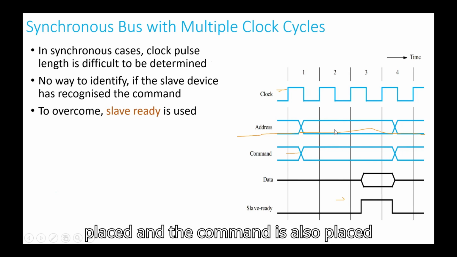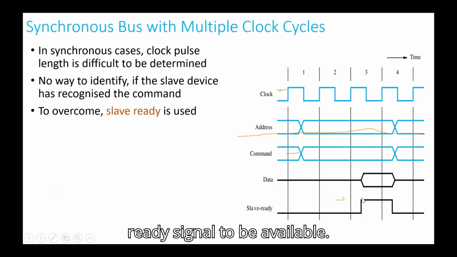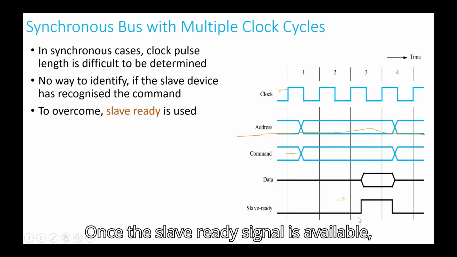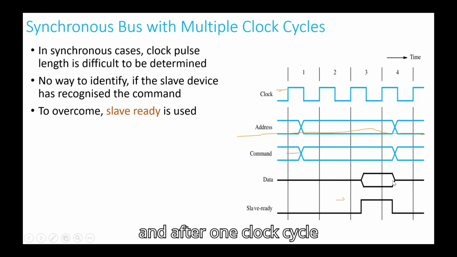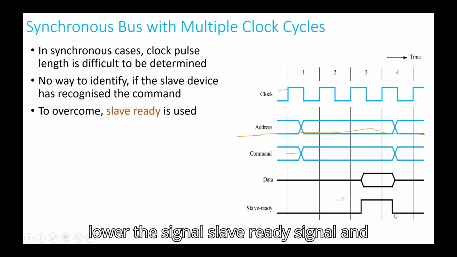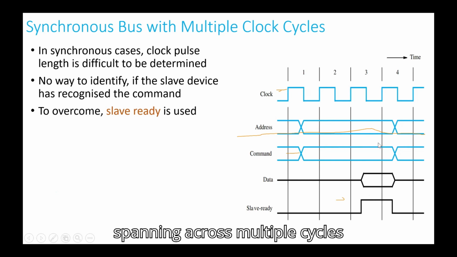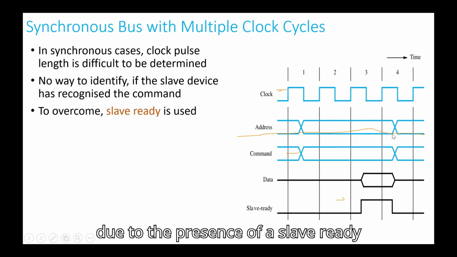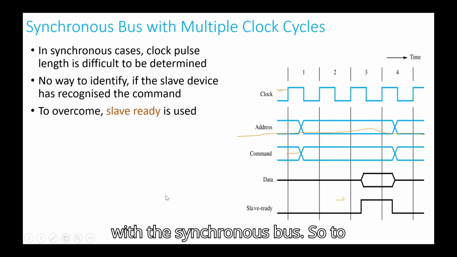An address is placed and the command is also placed and the master is waiting for the slave ready signal to be available. Once the slave ready signal is available, the master will start reading the data and after one clock cycle of reading the data, it will lower the slave ready signal, and the master can start with the next operation. So in this, the data transfer is spanning across multiple cycles due to the presence of a slave ready signal. So this is with the synchronous bus.